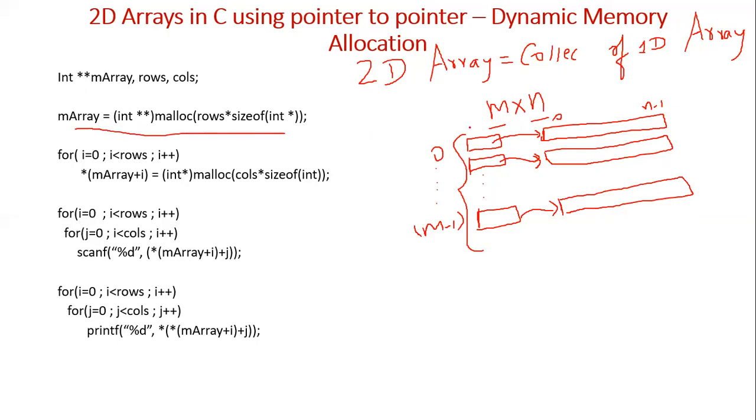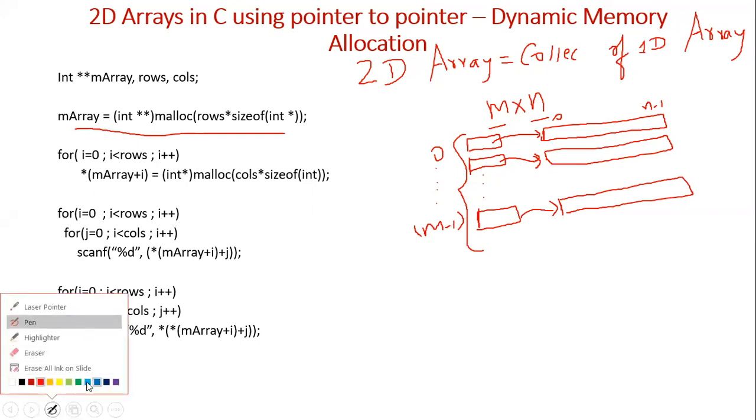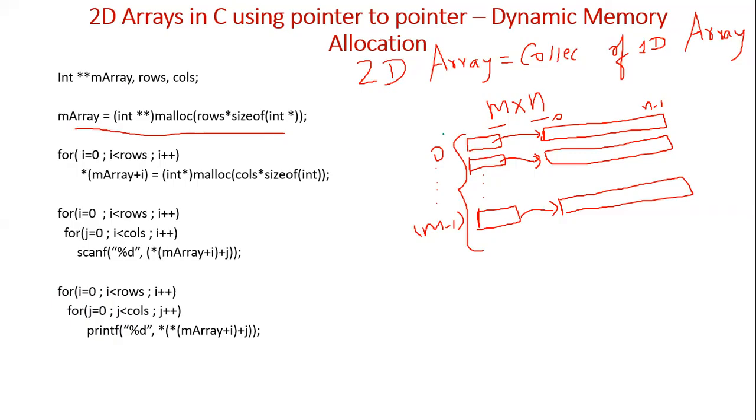It will just create these pointers. Okay, I'll highlight that. So this statement will just create these m pointers. Depending on the number of rows, that many pointers it will create. So what statement are we using here? Malloc, memory alloc, rows. How many pointers do we need? We need m pointers. M is nothing but the number of rows.